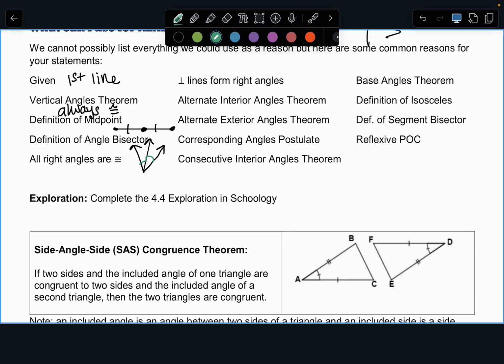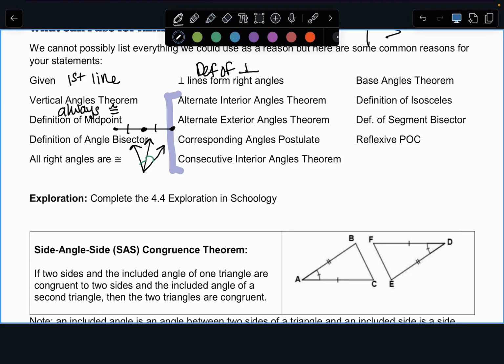This symbol, what does this symbol mean? Perpendicular. So it says perpendicular lines form right angles. I'm probably going to use definition of perpendicular when I write this on my reasoning side. What does that say? Definition, D-E-F, def, of perpendicular, definition. So when I say definition of perpendicular, I'm using that to also say they form a right angle.